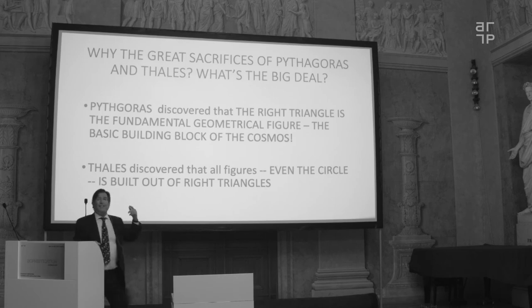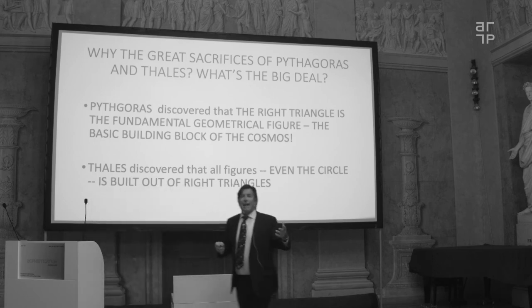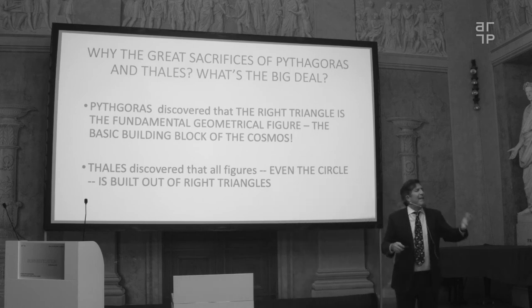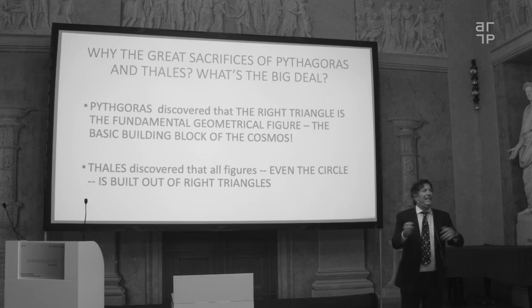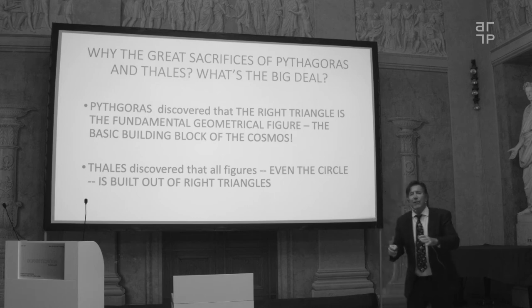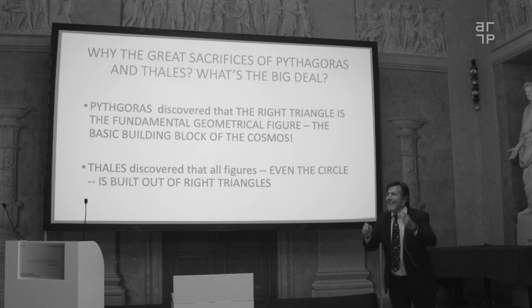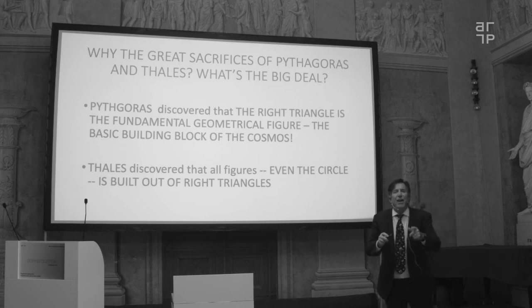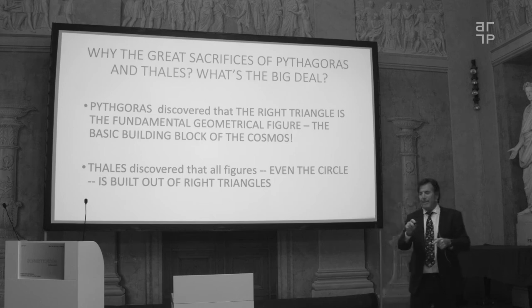So apparently on this discovery, Pythagoras made a great sacrifice, 100 oxen, and Thales made the great sacrifice, and many of my colleagues think, oh, it's just they're mixing up the one report with the other. No, they're not. Pythagoras is celebrating not merely that on the strange anomaly, that the figure on the hypotenuse is equal in area to the sum of the figures on the two sides, he discovered, proved, that the right triangle was the basic building block of the cosmos. And Thales discovered that even the circle was built out of right triangles. That was the reason for the sacrifice.